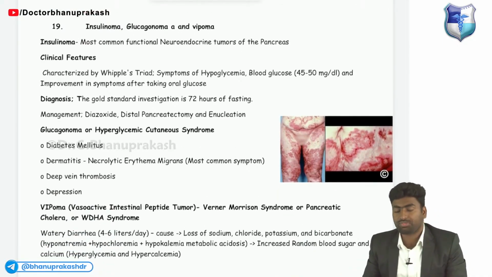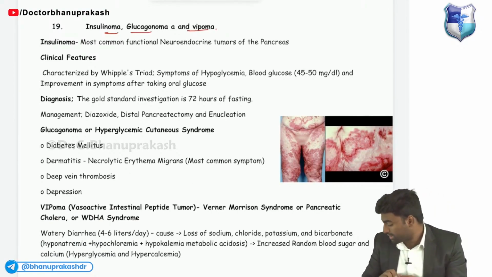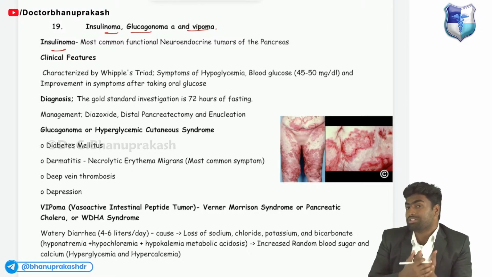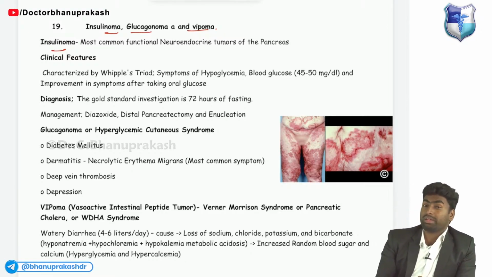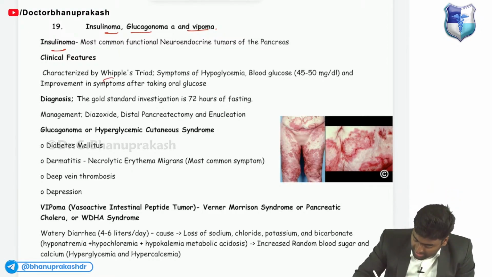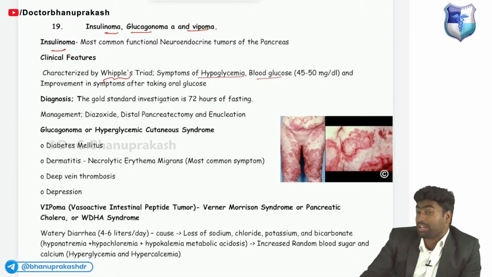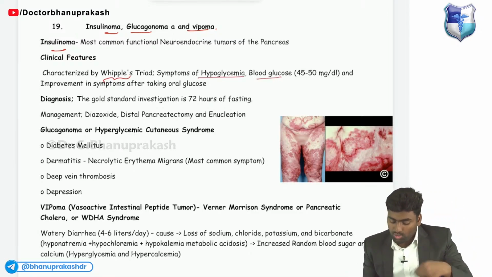Next, about these few malignancies: insulinoma, glucagonoma, and VIPoma. This insulinoma, we know it produces insulin. So if it produces insulin, it will cause hypoglycemia. So it will be characterized by a triad which is known as Whipple's triad. There will be symptoms of hypoglycemia, and the symptoms of hypoglycemia will reverse once you give glucose.